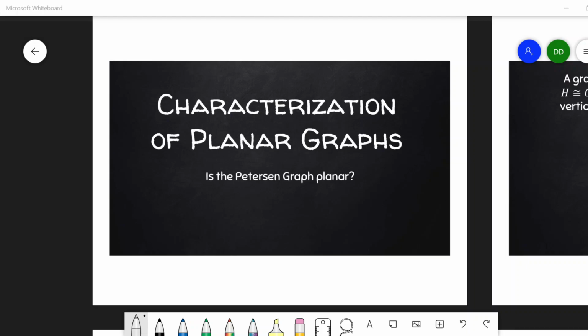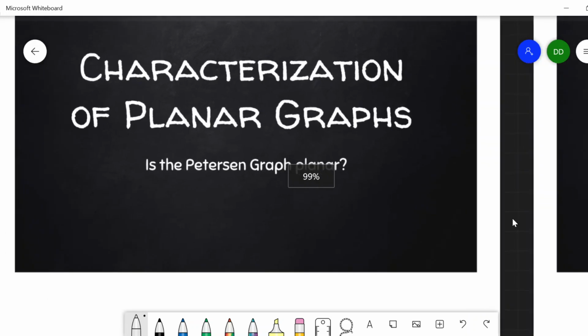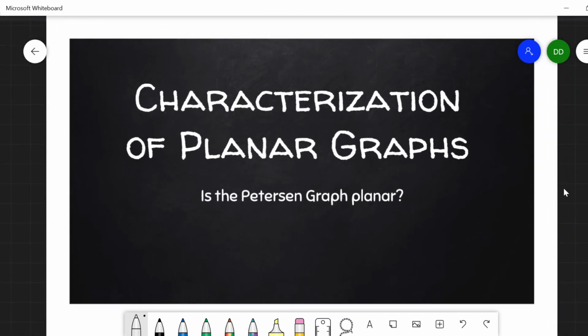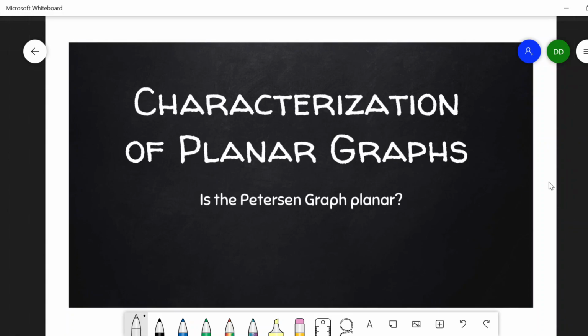In this video, we will finally see a characterization of planar graphs. So the question I ask you here is, is the Petersen graph planar? As we know, if the number of edges is strictly bigger than 3n minus 6, then G is non-planar.